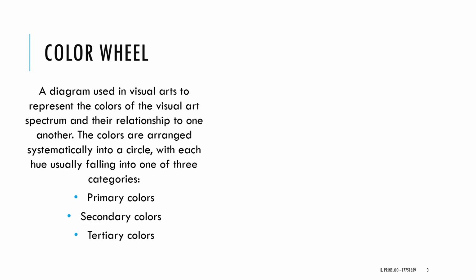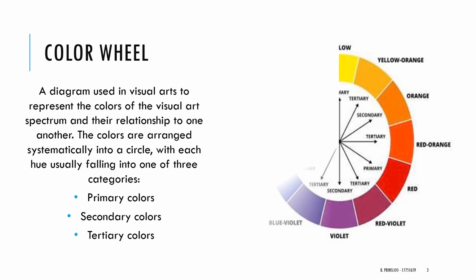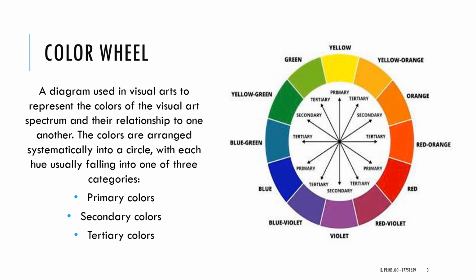The color wheel. A diagram used in visual arts to represent the colors of the visual art spectrum and their relationship to one another. The colors are arranged systematically into a circle with each hue usually falling into one of 3 categories: primary colors, secondary colors, and tertiary colors. You can see the image of the color wheel. The color wheel has 12 different colors.